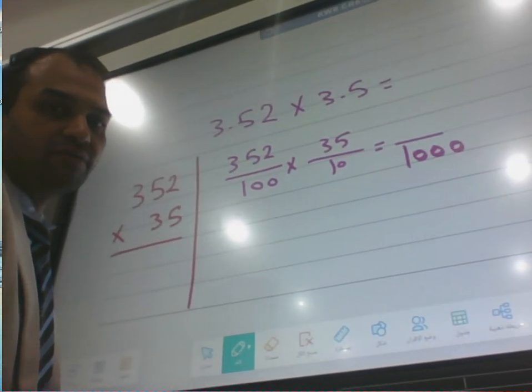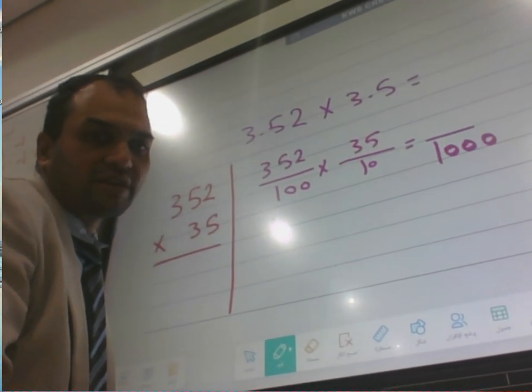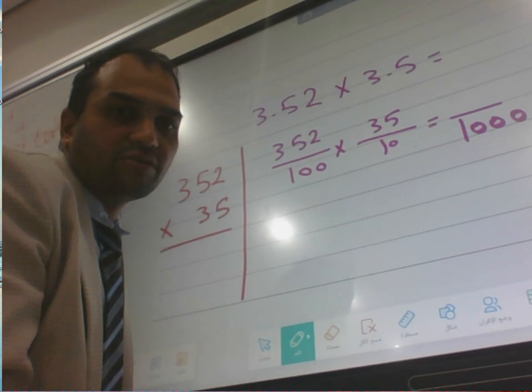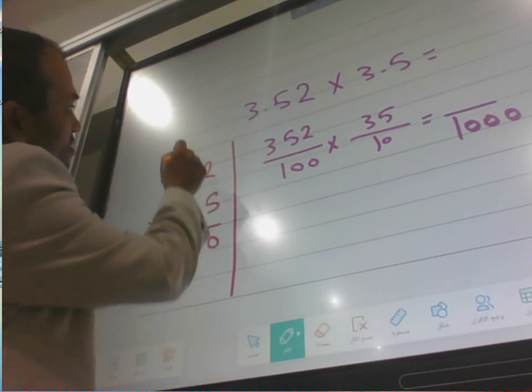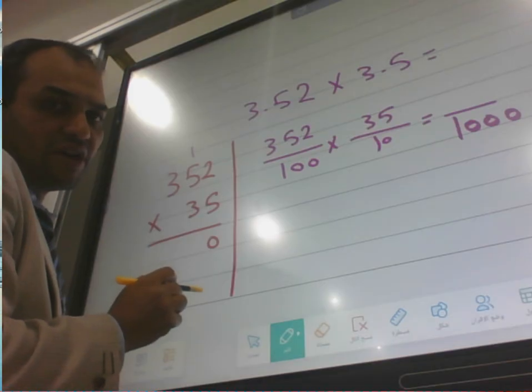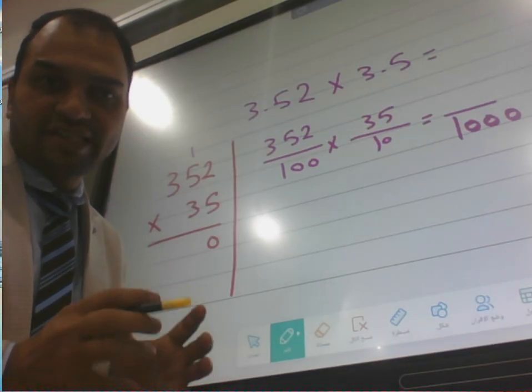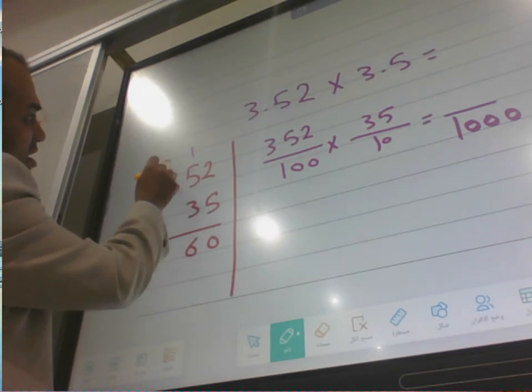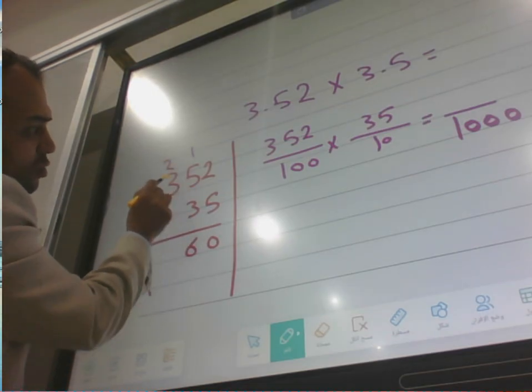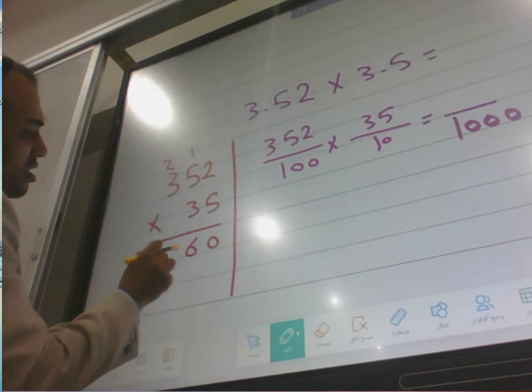First step, we multiply from the right-hand side: 2 times 5 equals 10. Okay, you know this, 2 times 5 equals 10. Write 0 here and carry 1. 5 times 5, 25. 25 plus 1 equals 26. Okay, write 6 and carry 2. And then 5 multiplied by 3 equals 15. 15 plus 2 equals 17.